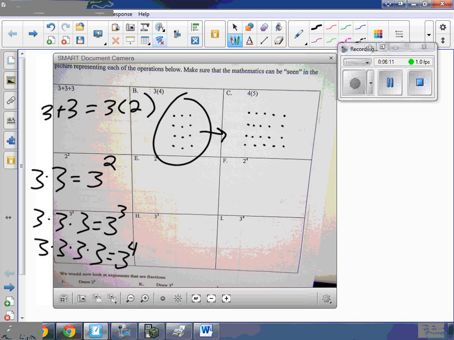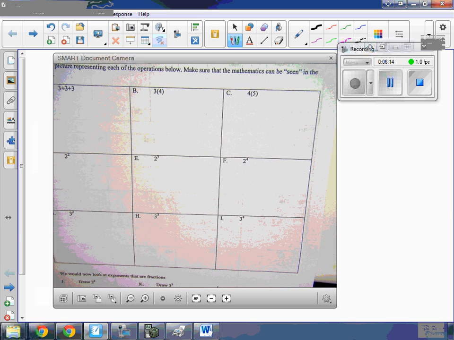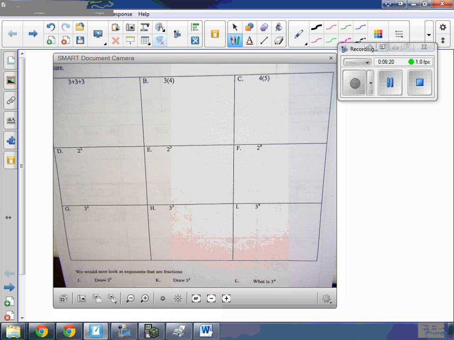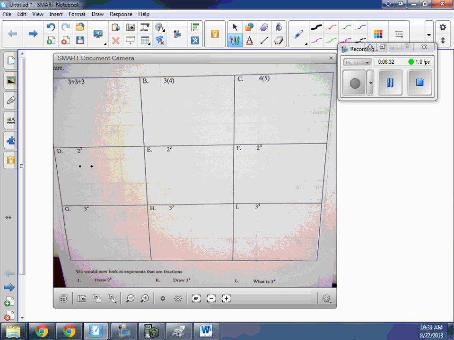So if we look at part D, we have 2 to the second. So I'm going to start with my 2 dots. What should I do to my 2 dots? And so put 2 more dots under them. Why? Double them. Because this is 2 times 2. So I start with a double, and then I double it, which gives me 4. Why do you suppose that's called 2 squared?